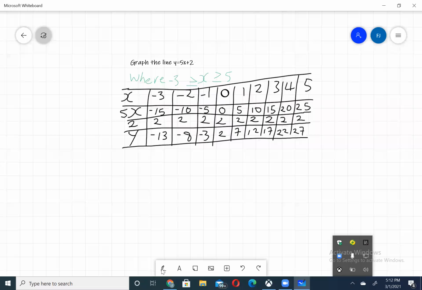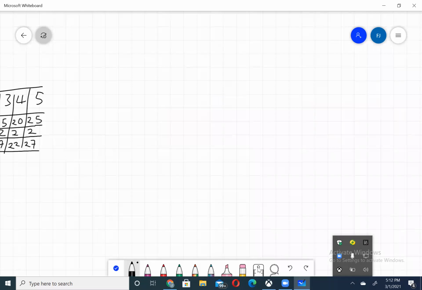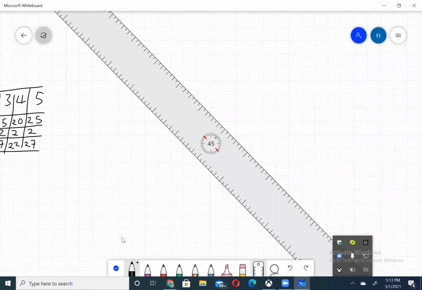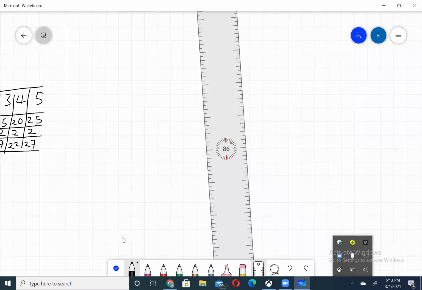All right, so we should be familiar with drawing a Cartesian plane by now, but I'm just going to walk you through the steps really quickly. So when I'm using my graph paper, I'm going to estimate the middle of it.